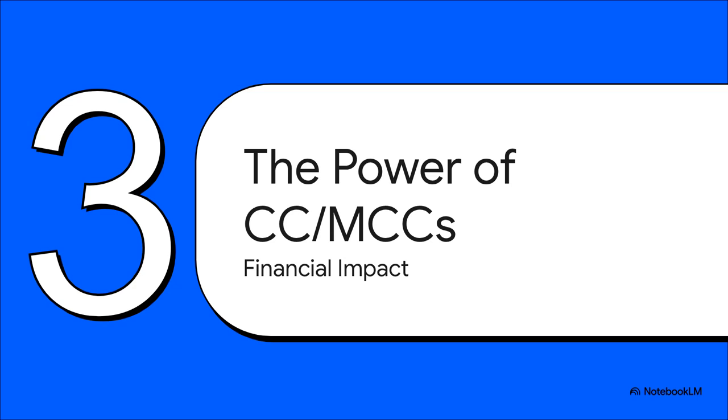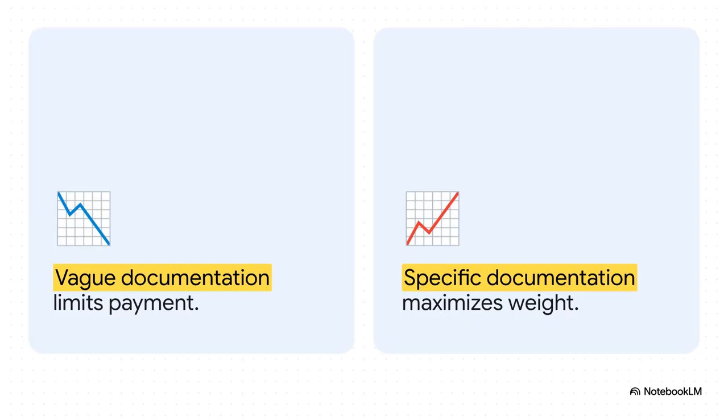Section 3. The power of CC/MCCs. Let's dive into exactly how clinical specificity drastically alters that final payment weight we just talked about. We're going to contrast a vague chart against a highly specific one. Just imagine a patient admitted with vague documentation of shortness of breath and a history of diabetes. That's likely going to result in a code for simple pneumonia without CC/MCC.